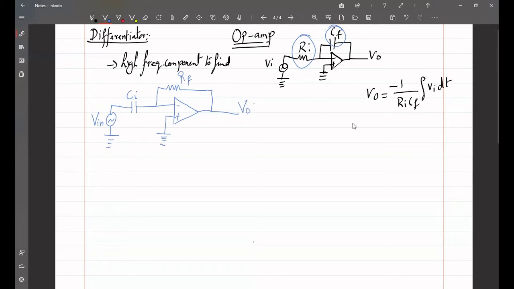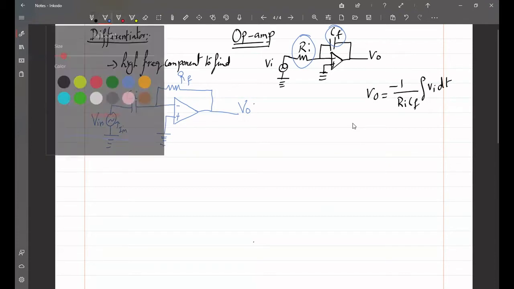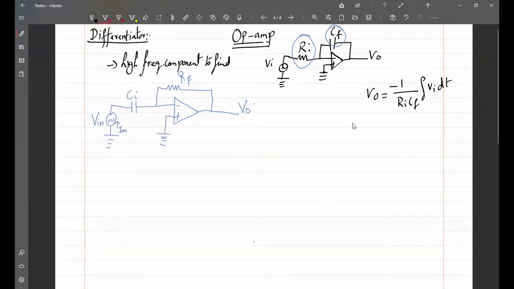Now we have to consider that the current flowing here will be I in. The current flowing through the capacitor will be IC, the current flowing through the feedback resistance is IF, and the output current will be I0. Here, the input current Iin is equal to IC, the capacitor current, which is equal to IF, because the current getting into the op-amp will be 0. Offset current will be there, but normally the current value is considered 0 for an ideal op-amp.